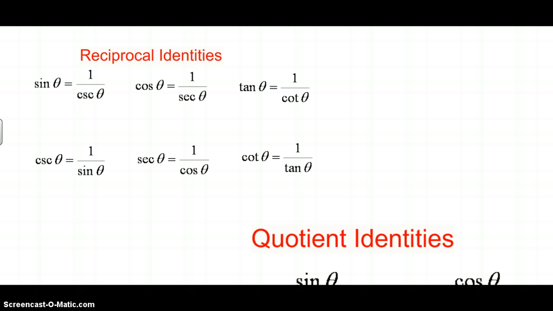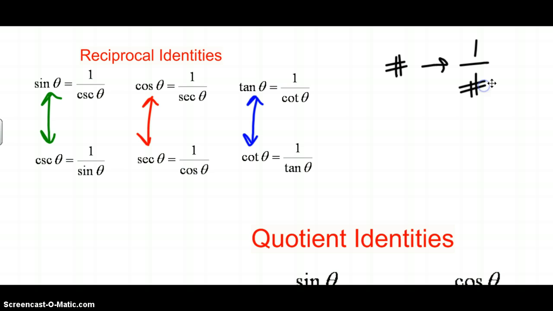So the first set of identities that we want to consider are the reciprocal identities. These ones you have already worked with before. So things like sine and cosecant, these are reciprocals of one another. Cosine and secant are reciprocals, and tangent and cotangent are reciprocals. So keep in mind, to find the reciprocal of a number you take 1 over that number. If it's a fraction, you can flip your fraction. It's the shortcut way to remember how to find the reciprocal.